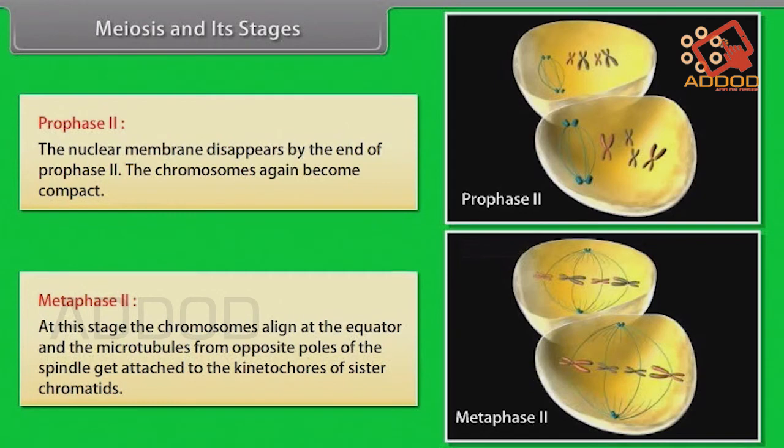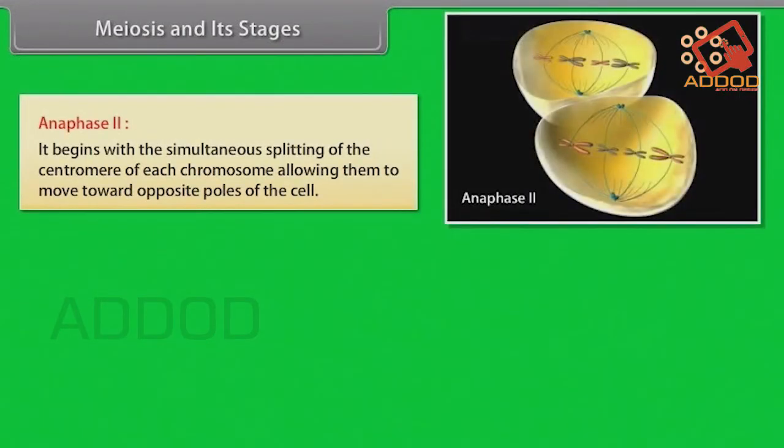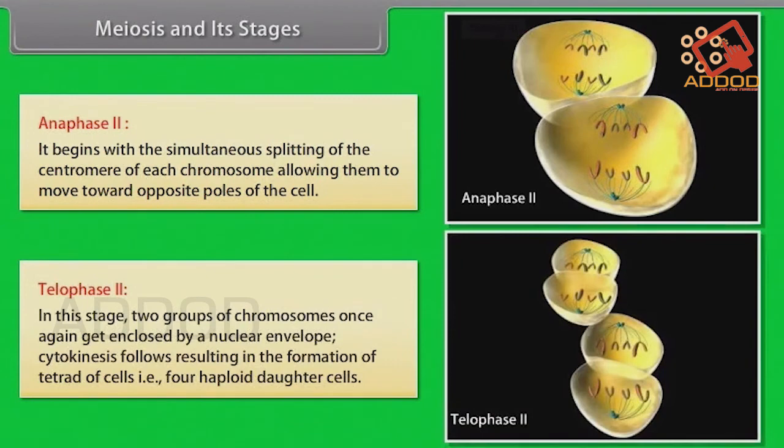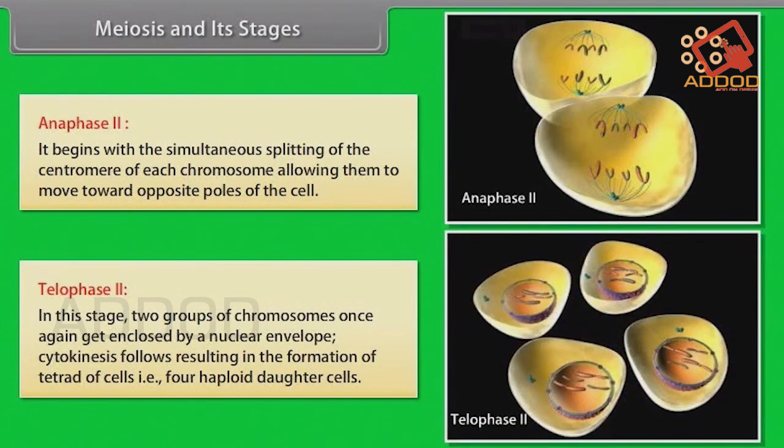Similar to mitosis, metaphase II is followed by anaphase II. Anaphase II begins with the simultaneous splitting of the centromere of each chromosome, allowing them to move toward opposite poles of the cell. The last stage of meiosis is telophase II. In this stage, two groups of chromosomes once again get enclosed by a nuclear envelope. Cytokinesis follows, resulting in the formation of a tetrad of cells, that is, 4 haploid daughter cells.